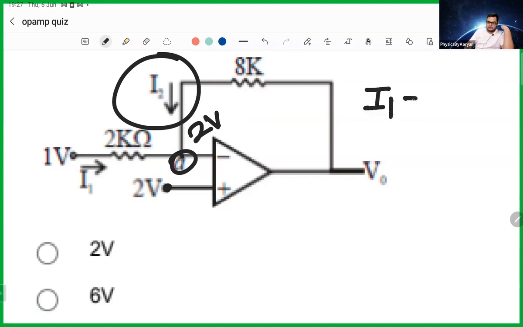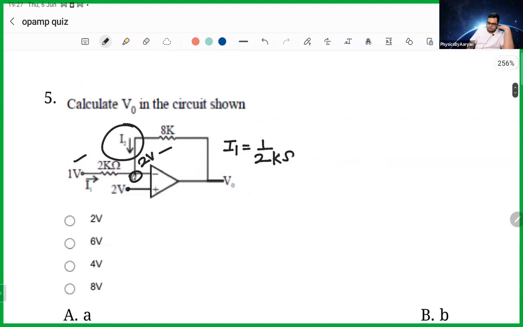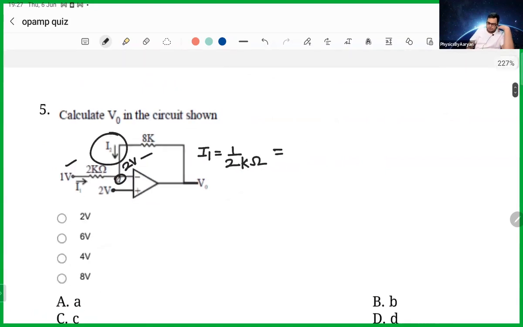How can you find this current? I1 can be written as voltage difference. And what is the voltage difference? The voltage difference is 1 minus 2, divided by 2 kilo ohm. So 2 kilo ohm here. So basically you can find it as 0.5. Am I doing something wrong? 2 minus 1. Perfectly fine. This is also 2. This is 1 volt. It's 1 divided by 2 kilo ohm, which is 0.5 milliampere, or you can basically say 1 by 2000.